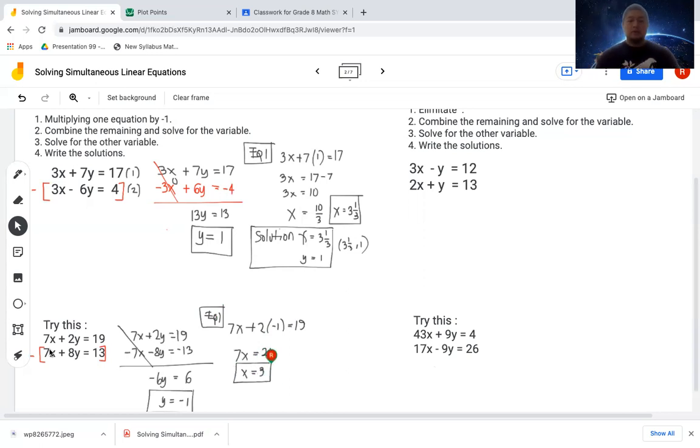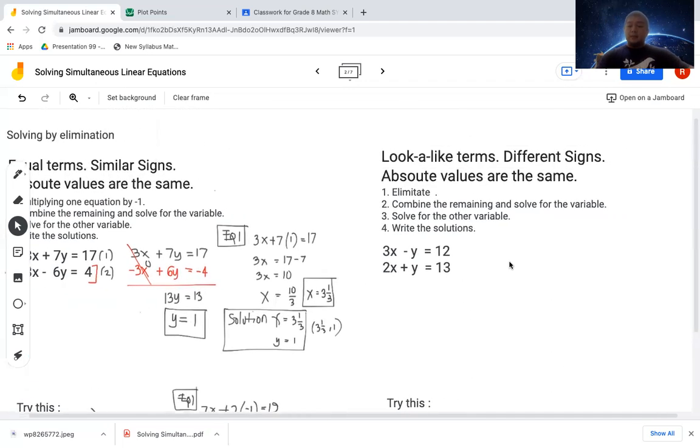Okay, so as soon as you get this one, the solution now will be x is equivalent to 3, and y is equivalent to negative 1. All right, so that's the first part. We're going to move on to the second part now.